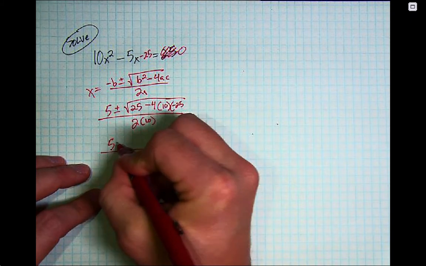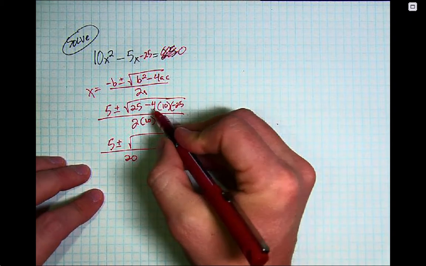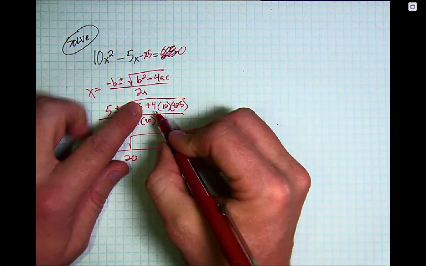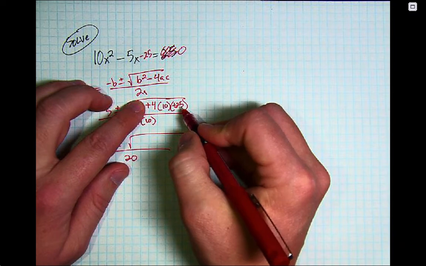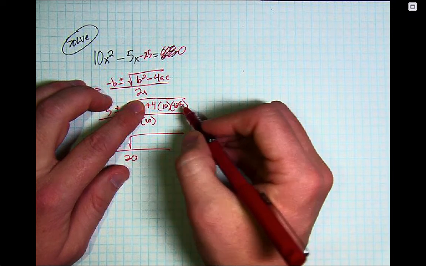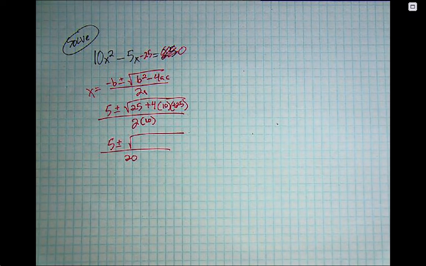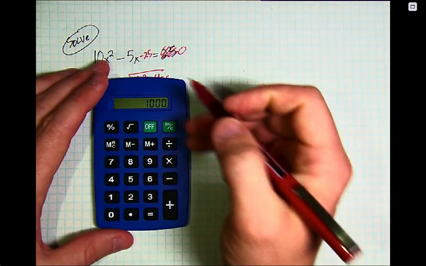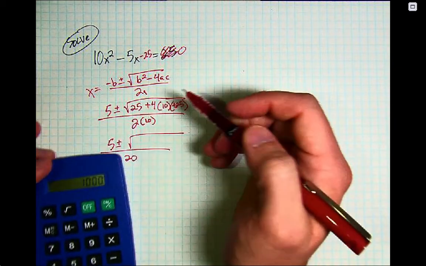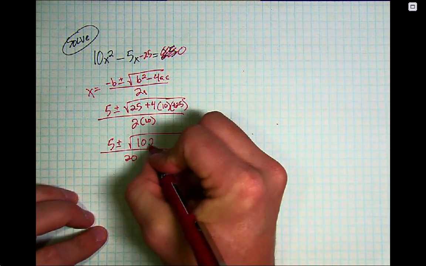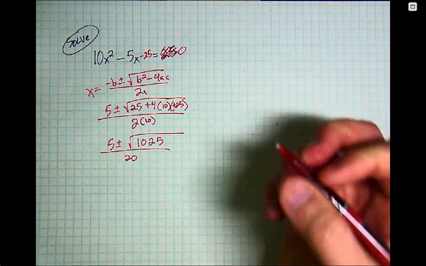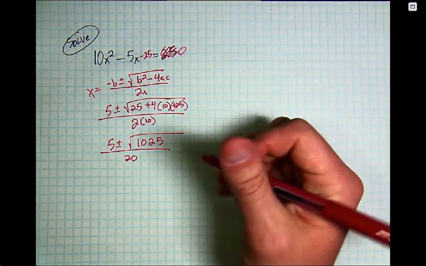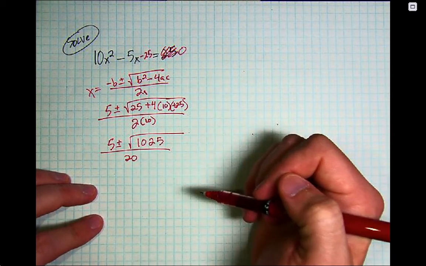The top is going to be 5 plus or minus. Oh boy, what's going to happen here? Well, that's going to become addition. So 40 times 25 is... Oh my goodness. Let's just do it. 40 times 25 is 1,000 plus 25. Can you square root that? No. So we can use a calculator if we want to get an estimate of this.